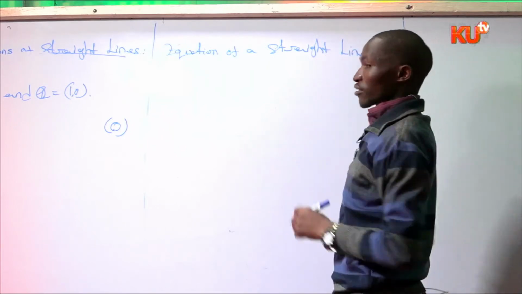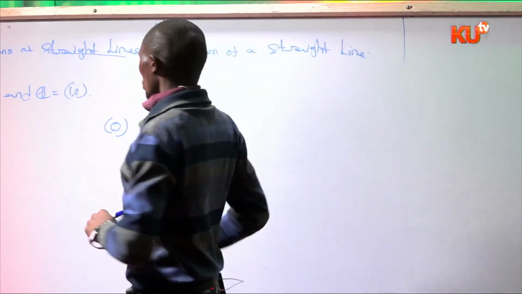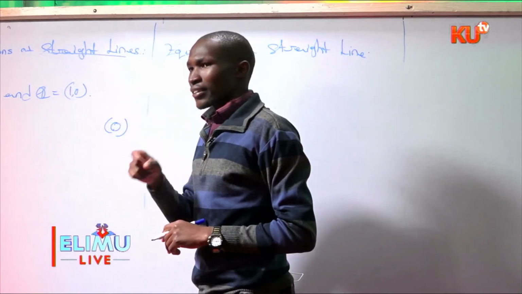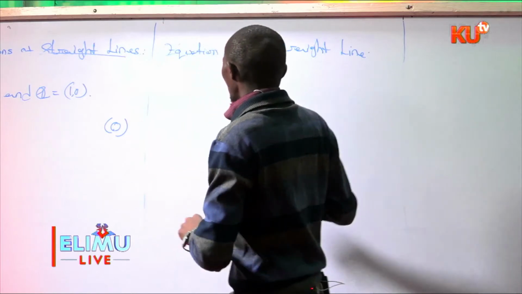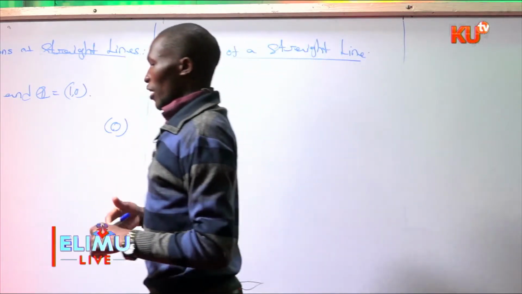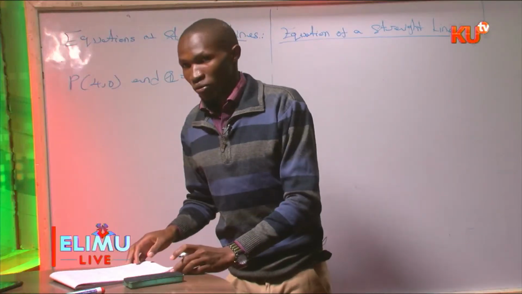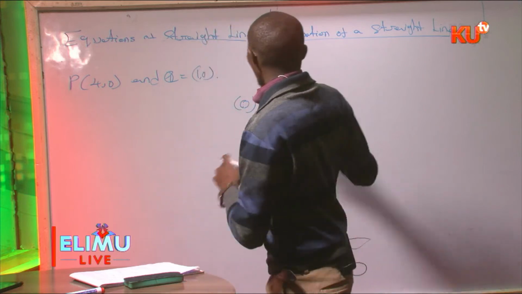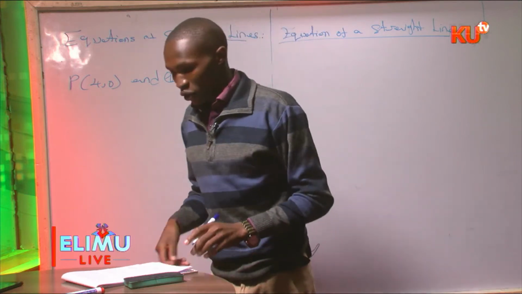Remember, it's always a straight line, no curves here. So because we are dealing with straight lines, a line that doesn't have a curve, therefore, whenever you see a straight line, know that you will be tested on one of these few things here. Therefore, equation of a straight line.